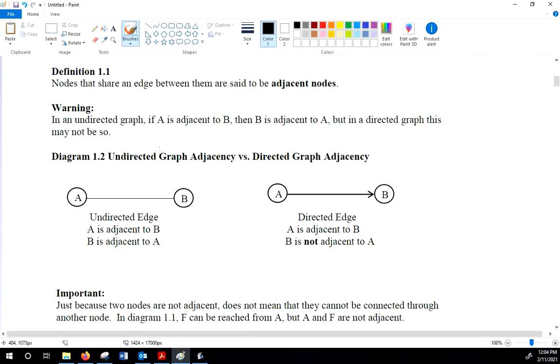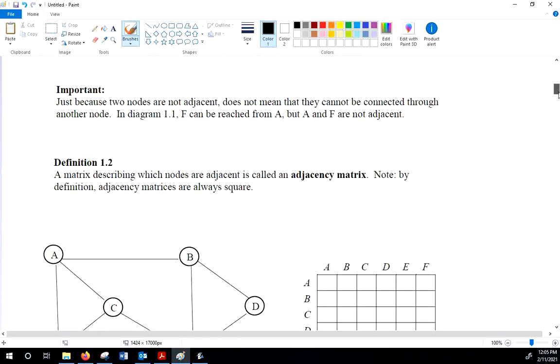However, with a directed edge, we would say that A is adjacent to B, meaning that you can get to B from A, but B is not adjacent to A. So we would say that you cannot reach A from B. And you need to be careful with this idea that just because something is not adjacent, it doesn't mean it's not connected, because we could still get from A to B from somewhere else. We're just saying that they're not adjacent. You can't get there without going through somewhere else.